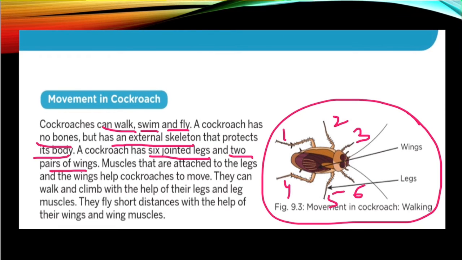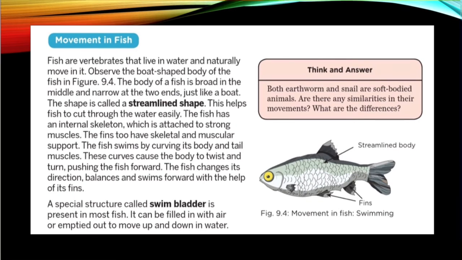Now the muscles that are attached to the legs and the wings help cockroaches to move, and thereby they can walk and climb with the help of their legs and leg muscles. They can also fly short distances with the help of their wings and wing muscles. Now, let us move further and study about movement in fish.